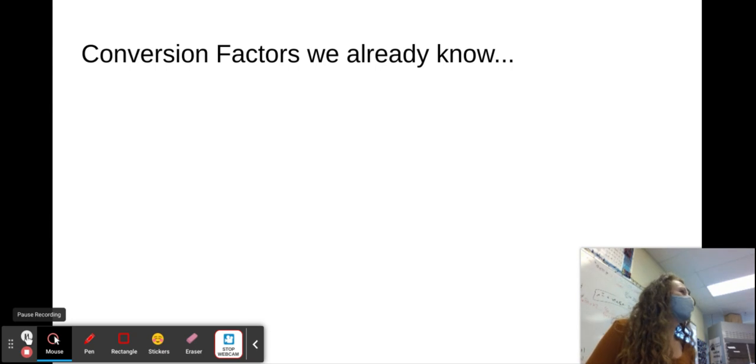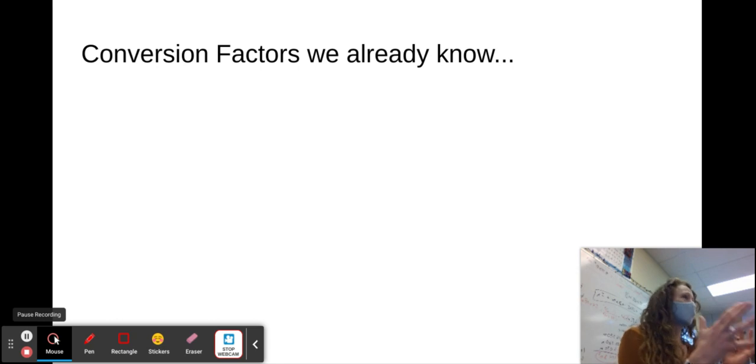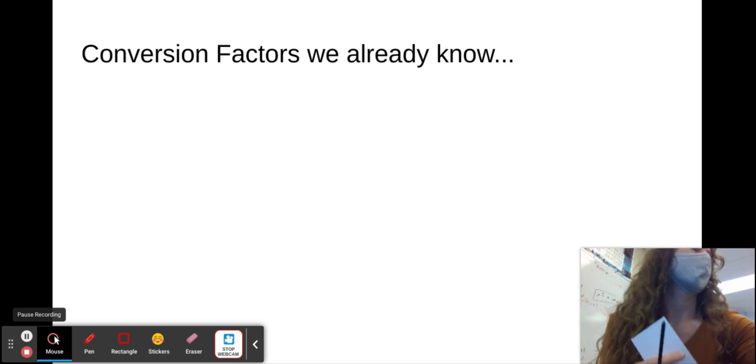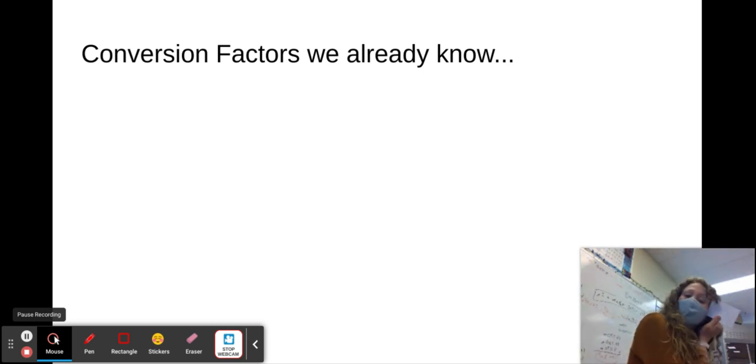So we're going to move forward with this idea of changing amounts from one unit to the next unit. Okay, so in order to change things from one unit to the next unit, we need a conversion factor.